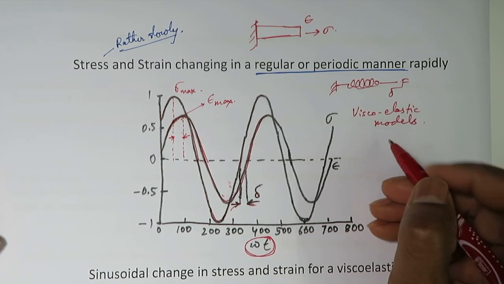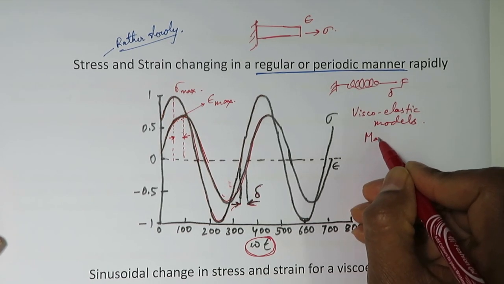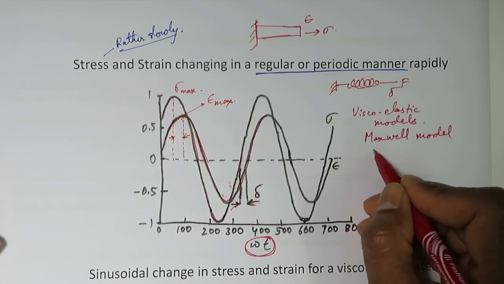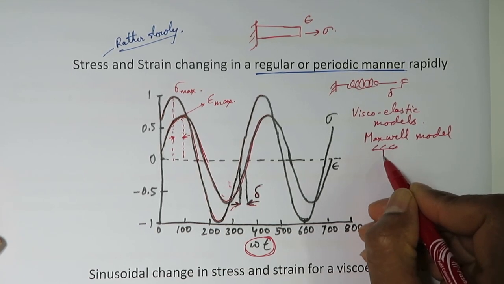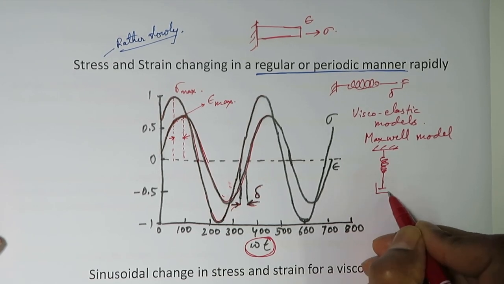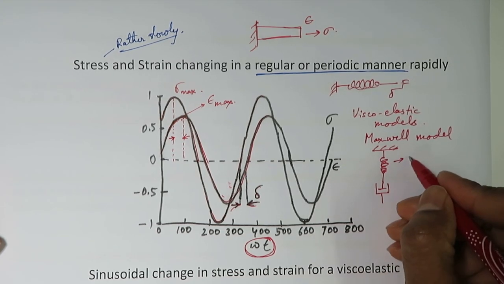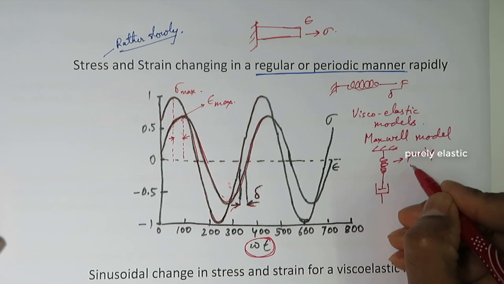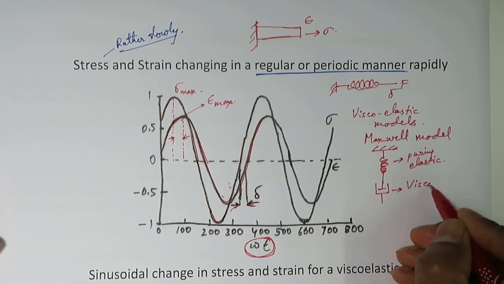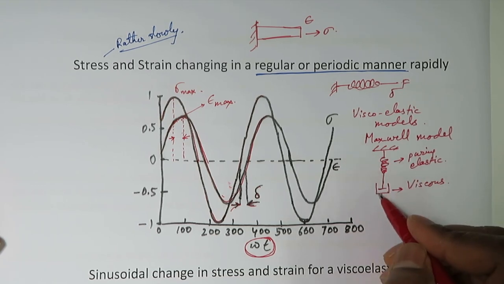We have understood the viscoelastic models. We have studied about this. For example, the Maxwell model gives the viscoelastic nature with a spring and a dashpot, arranged in series. In this case, this is the purely elastic response, and this one is purely viscous. So a combination of elastic and viscous response gives us the viscoelastic behavior.